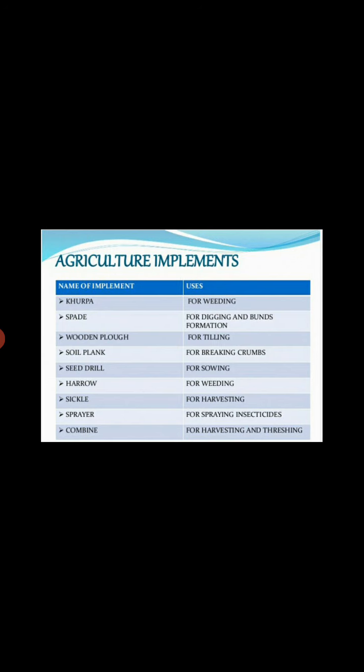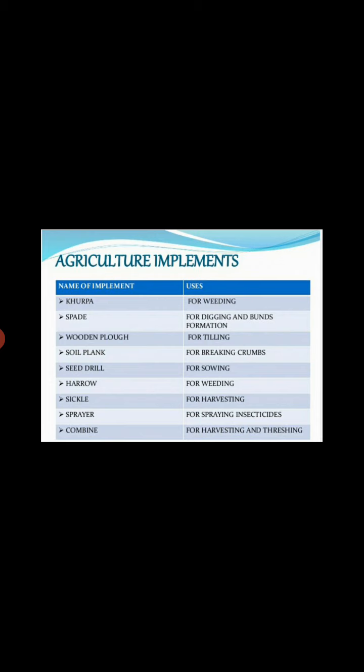Agricultural implements, the tools and their uses. Khurpa for weeding, spade for digging and bunds formation, wooden plow for tilling, soil plank for breaking crumbs, seed drill for sowing, harrow for weeding, sickle for harvesting, sprayer for spraying insecticides, combine for harvesting and threshing.